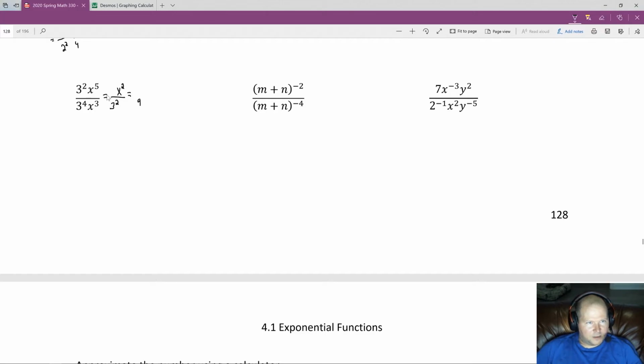It's not that big of a number, so they're probably going to want you to simplify that. So we're just going to leave that at x squared over 9. Okay, here we go. Now in this case, a couple of ways you can do this.